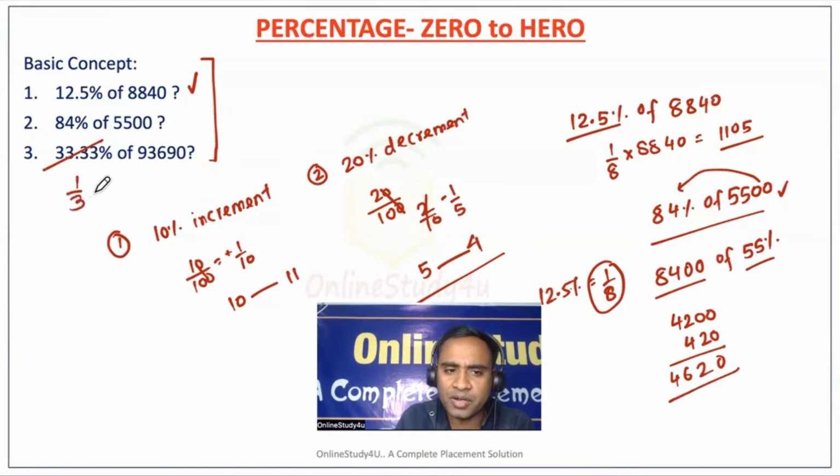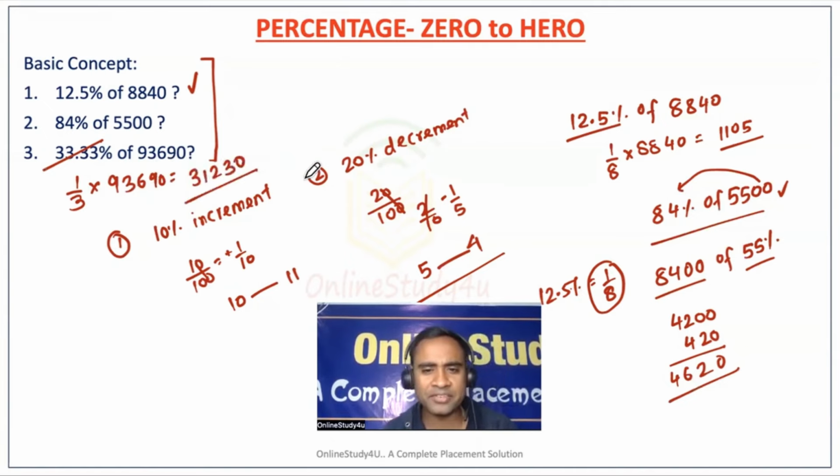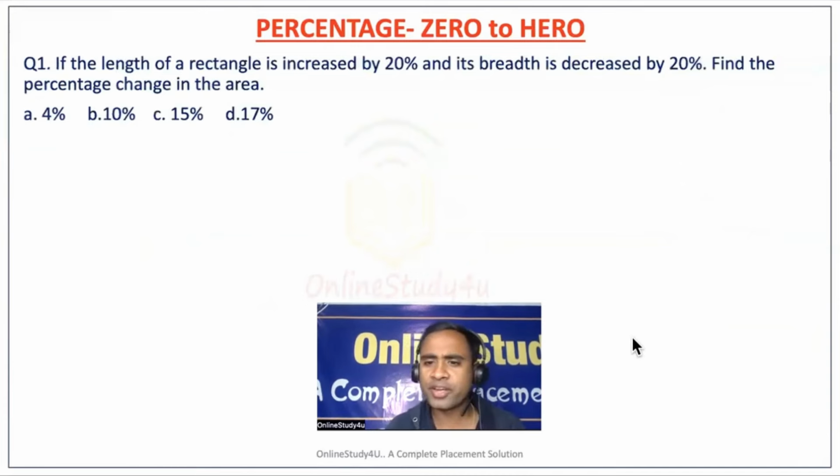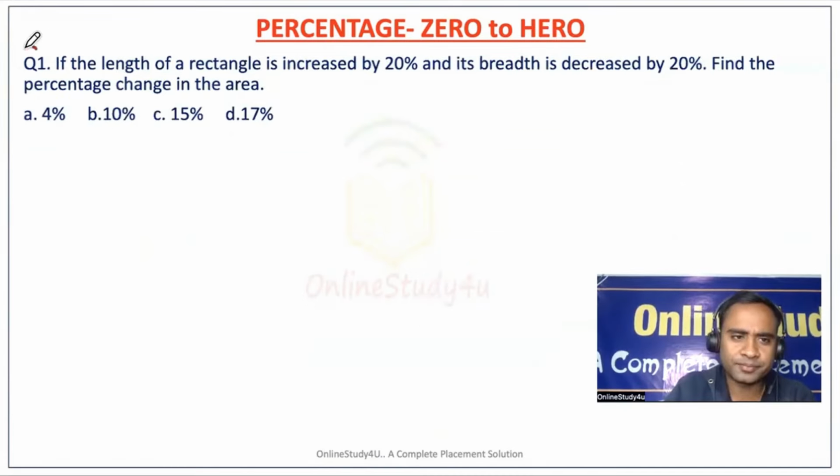33.33% is nothing but 1 by 3 into 93690, and then you can solve it, 31230. So like this, amazing tricks with the complete explanation. See, right now I am just telling you the steps, but with the complete explanation, you will be seeing each and every problem in this particular video. Now, let us start with question number 1.